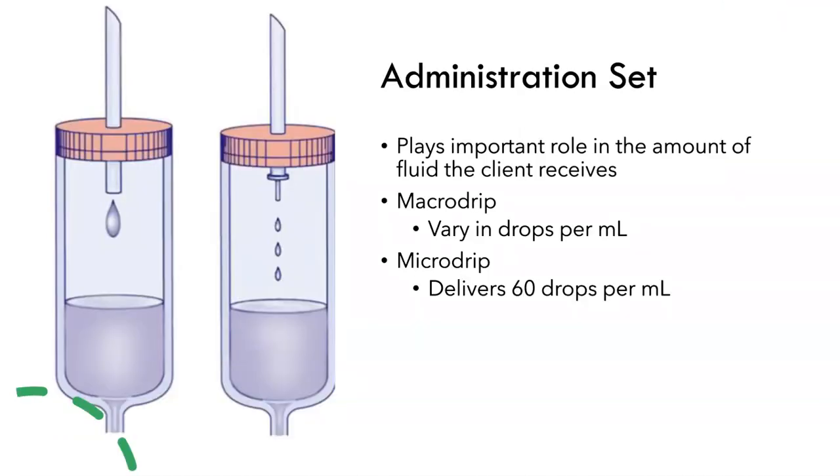All right, so the administration set plays an important role in the amount of fluid the client receives. So again, with the macro drip ones, this varies in drops per mil. So it can be 10 or 15. And then your micro drip is always going to be 60 drops per mil. So there's a lot more little drops in 1 mil, so that's why it's called a micro drip.